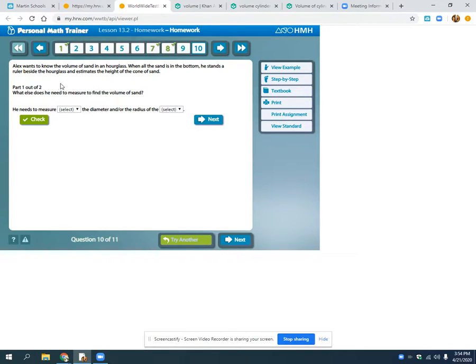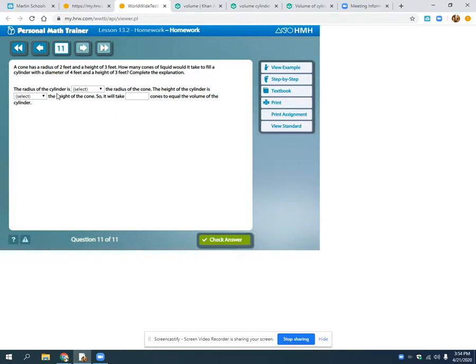Okay, Alex wants to know the volume of sand in an hourglass. When all the sand is in the bottom, he stands a ruler beside the hourglass and estimates the height of the cone of the sand inside the hourglass. So what else does he need to measure to find the volume of the sand? Obviously he has height, he's missing something else. So he would need to find diameter or radius. You make the call. And then obviously we're looking at the base, guys. We've already found the height.